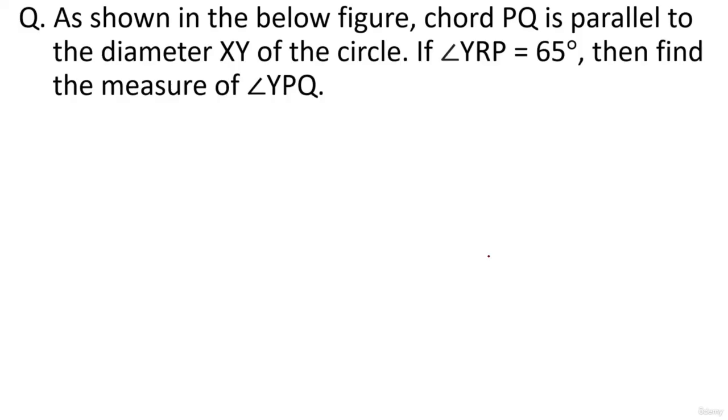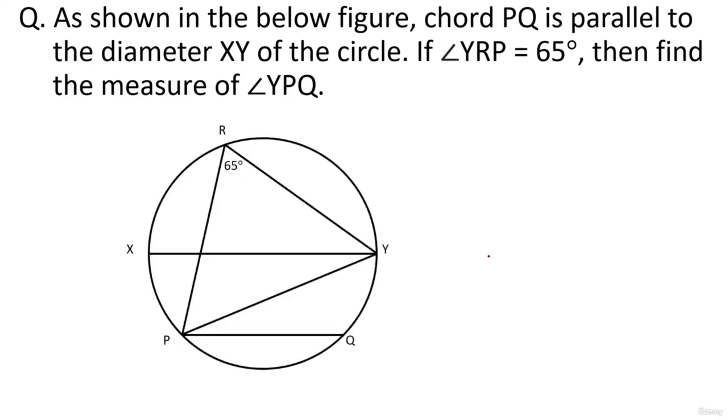As shown in the below figure, chord PQ is parallel to the diameter XY of the circle. If angle YRP equals 65 degrees, then find the measure of angle YPQ. So we have been given angle YRP as 65 degrees, and it is given that chord PQ is parallel to diameter XY. Then find the measure of angle YPQ is what is asked. Now there's a small construction I'll make, and this question can be solved very easily.